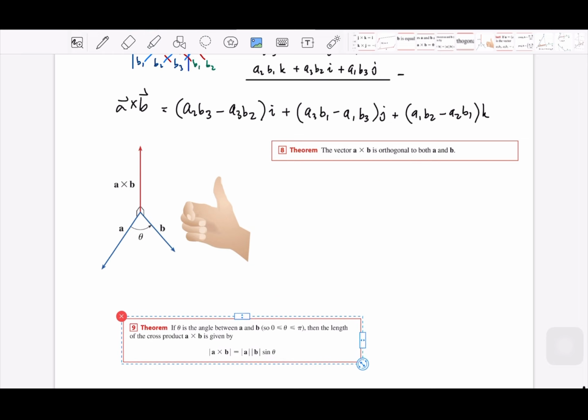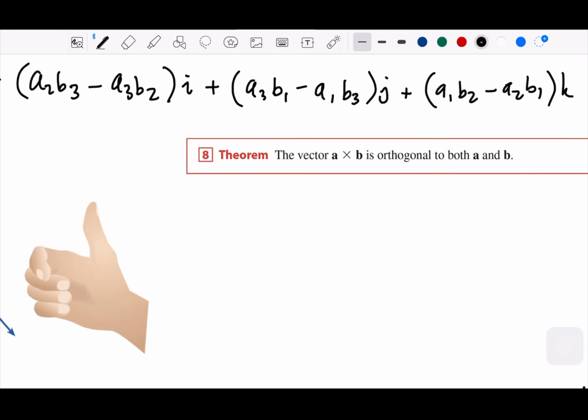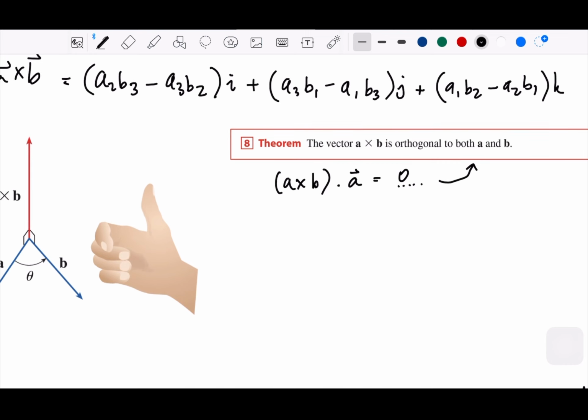Before this, we could also prove this part using A cross B and then dot A. You could try to prove this, and it will result in 0, and that's why it's orthogonal. Or you could try the other one, which is also 0. So that would be orthogonal by the definition of the dot product, right?